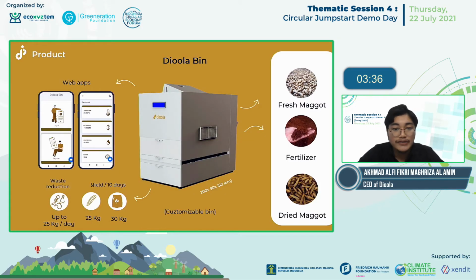So here's our Tilapin. Our capacity reduction is up to 25 kilograms per day with Tilapin, and we can have 25 kilograms of maggots and 30 kilograms of fertilizer every 10 days when we harvest it.